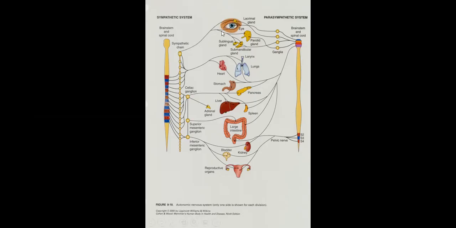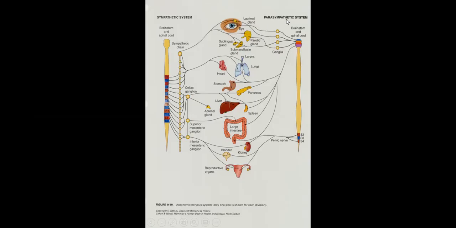Okay, look right here. The sympathetic nervous system touches the pupil. It makes the pupil dilate. And the parasympathetic will make this pupil constrict. Both of them working on the eye at the same time keeps the pupil open at a normal size.